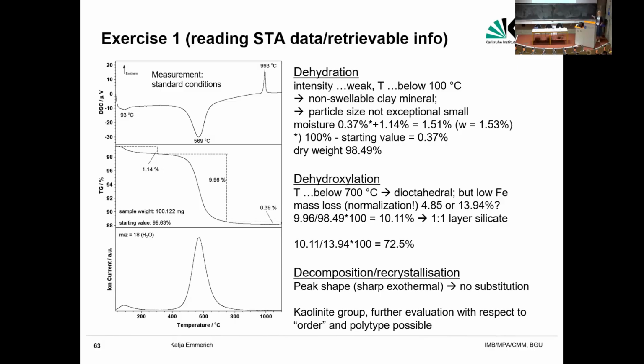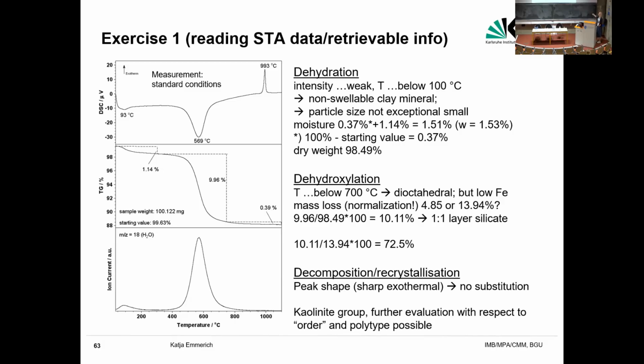Yeah? That's why we always have a so-called starting value. Because during this isothermal heating, we already lose some weight. And this we have to add to this first mass loss to determine the moisture. And this is what is explained here. You can have a look at it when you have more time after the conference.